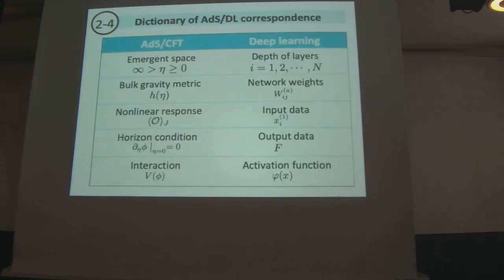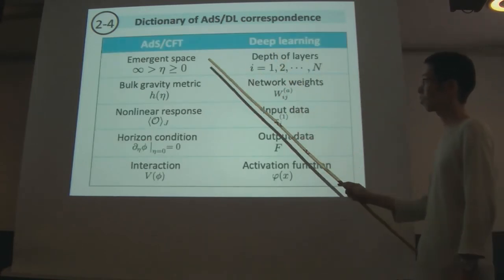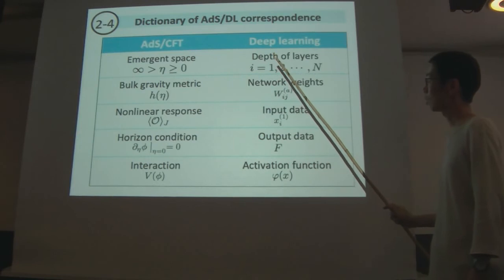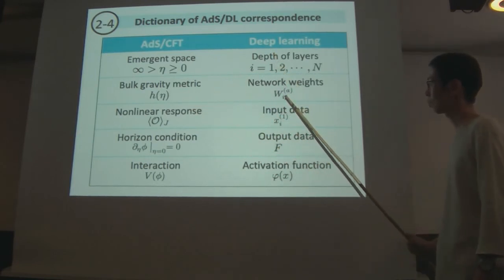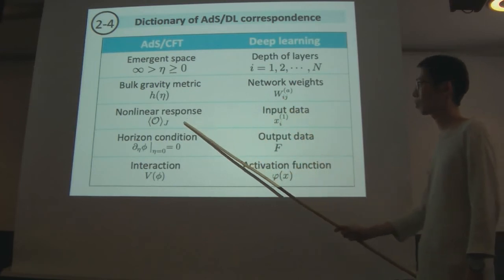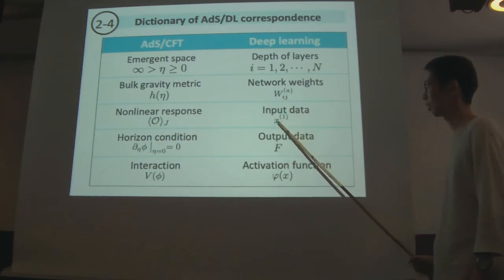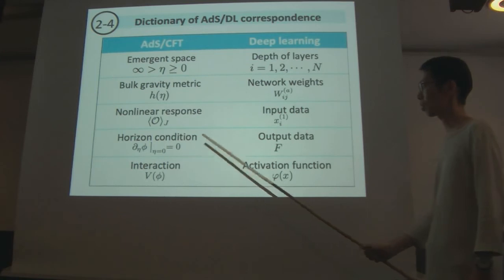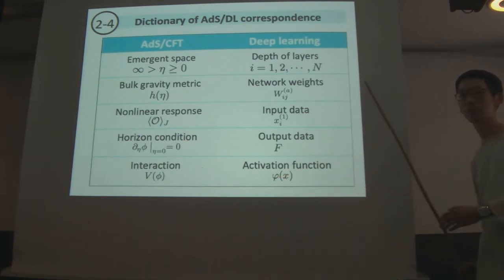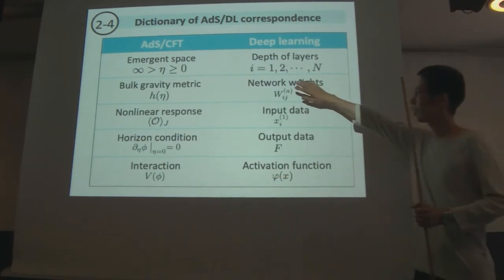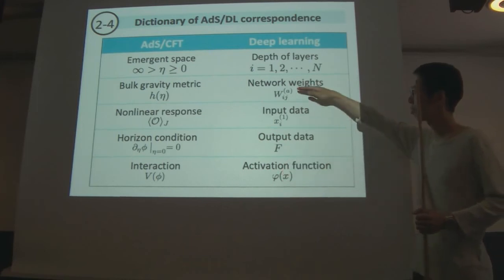Okay, so this is the dictionary. The emergent space is identified with layers of the network. The metric corresponds to the neural network weights. The nonlinear response corresponds to input data. The black hole horizon condition corresponds to output data. And the interaction term corresponds to the unknown activation function. So these weights and the activation function are unknown, and we fix them.